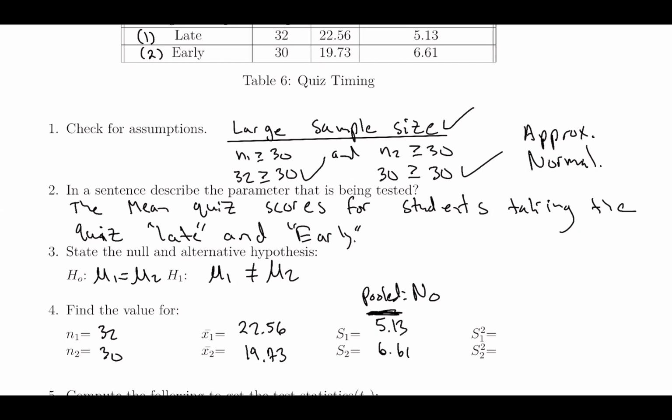So lastly, I want to do S1 squared. So you do 5.13 squared, and you get 26.3169. And then I'm going to do 6.61 squared. You do 6.61 squared, which is 43.6921. All right. And that's it for step number 4. Any questions for step number 4?